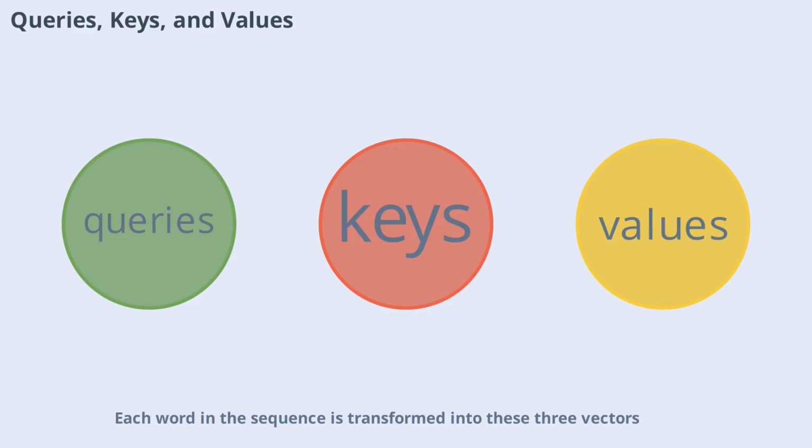In the attention mechanism, queries, keys, and values are linear projections of the input embeddings. Each word in the sequence is transformed into these three vectors, which are then used to compute attention scores. This process allows the model to compare each word with every other word, identifying important relationships and dependencies.